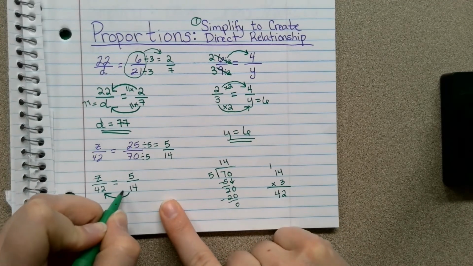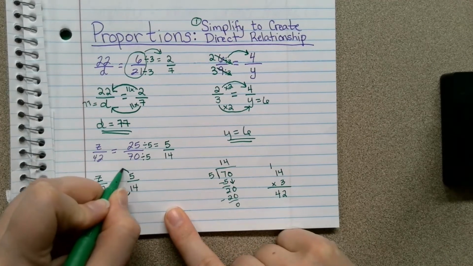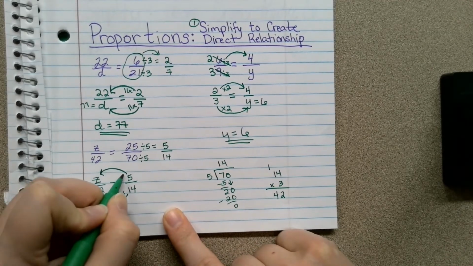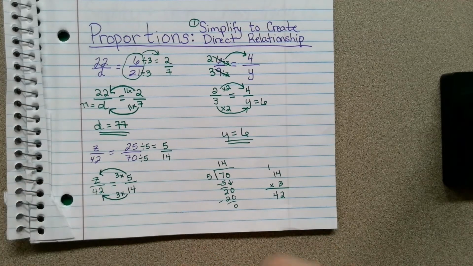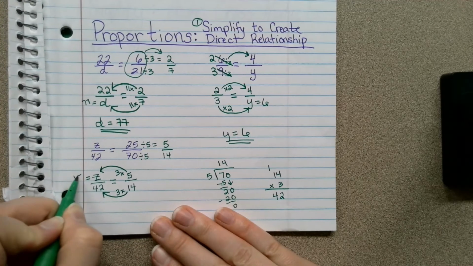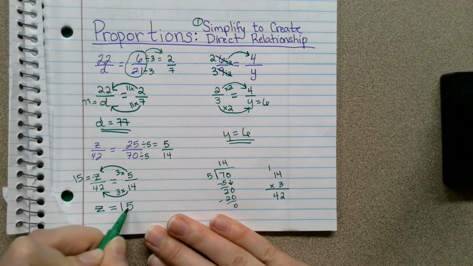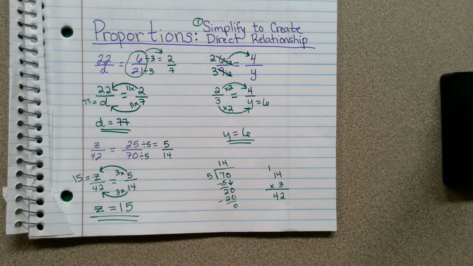So we're going to multiply the 14 by 3, meaning we also multiply the 5 times a 3. And 5 times 3 gives us 15. So we know that z, our missing value, was 15 to solve the proportion.